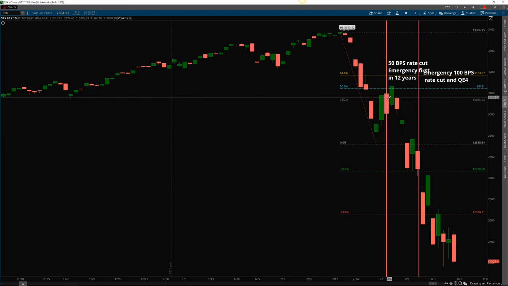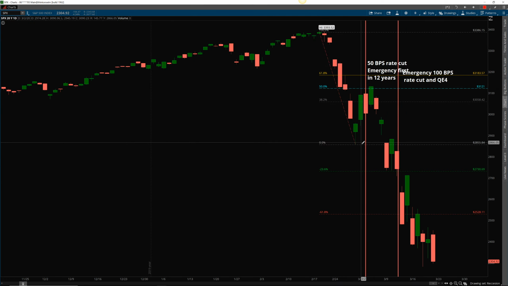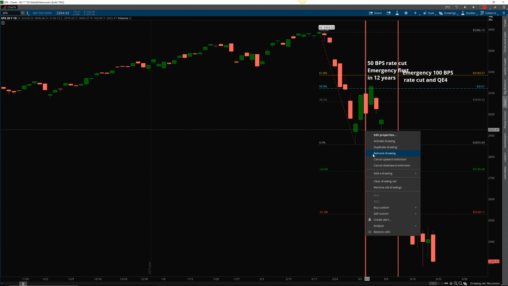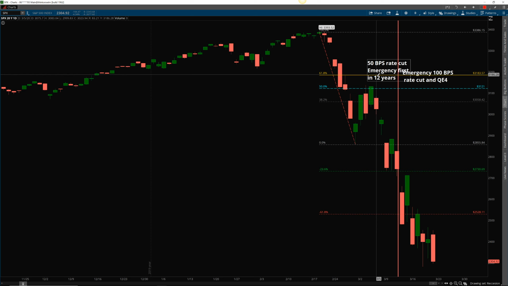We did an emergency rate cut, the market failed to break out, and we have been selling off aggressively ever since. But basically, the break of this low to me was the end of the bull market. It is the end of a 12-year bull market. And that's another thing to understand. This is the longest business expansion in the history of America, and it lasted 12 years, and it's over. Now, I'm going to delete that just so we can see this chart a little more clear.